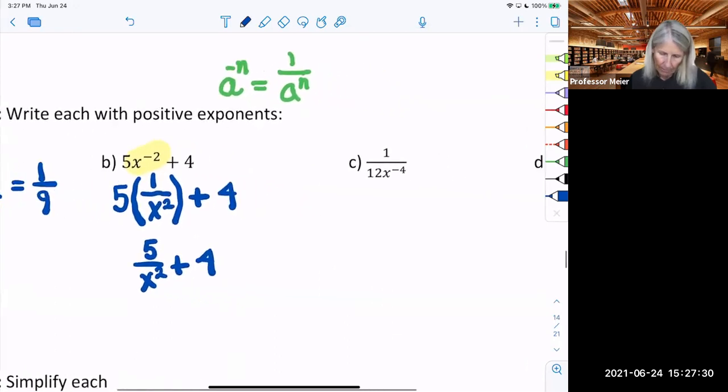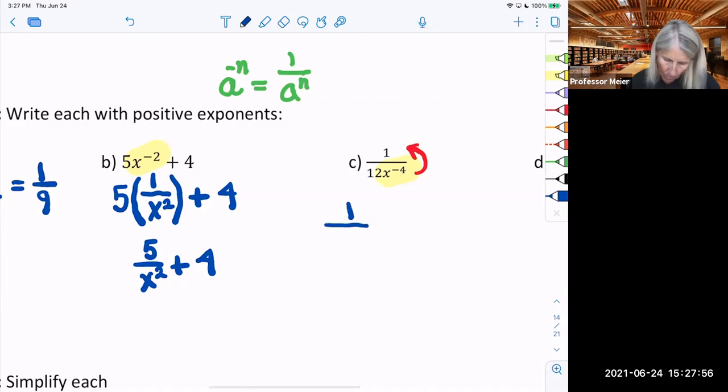Okay, part C here. We have 1 over 12 x to the negative 4. So we need to clean up this x to the negative 4. If it's already on the bottom, the way to make it positive would be to flip it to the top. So what I'm going to do is take this x to the negative 4 and bring him up here to join the 1. So we have a 1 already on the top. We have a 12 on the bottom. That x to the negative 4, I'm going to reciprocate it. I'm going to flip it up to the top, and it's going to become x to the positive 4.